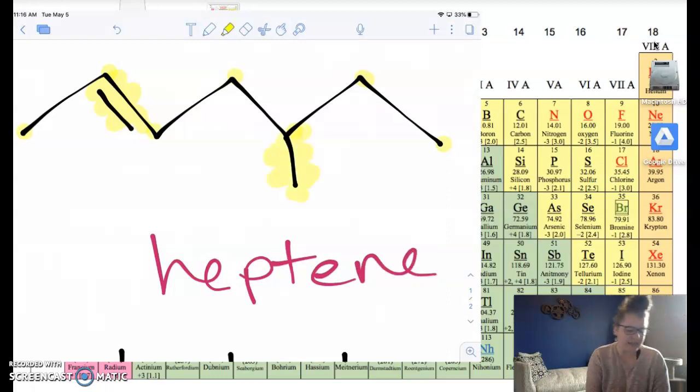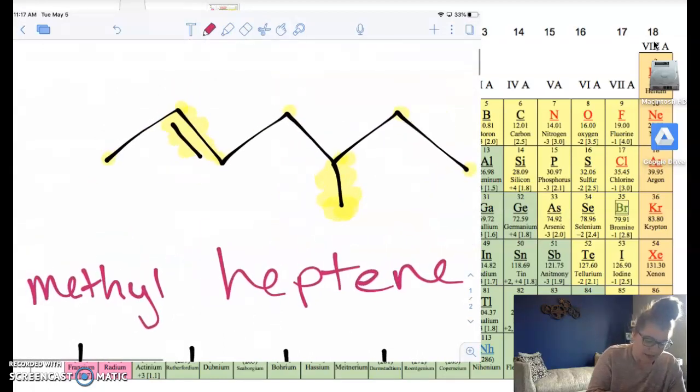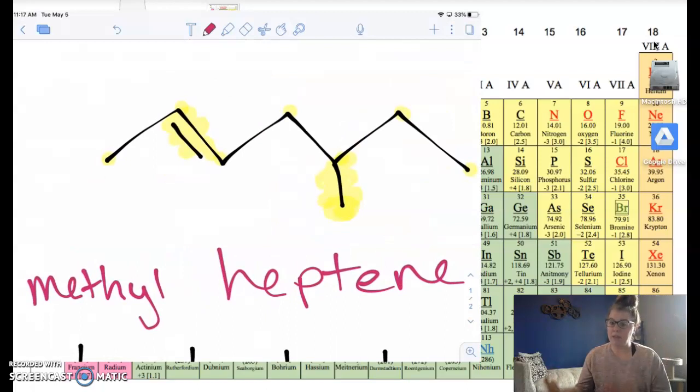The other thing that I'm seeing is this little branch sticking off of it. And this branch happens to just be 1 carbon long. So there's just like 1 ending on it. And with branches, they can be methyl, ethyl, or propyl. Methyl is the 1 carbon branch. So I'm going to write methyl in front of the name. So my beginning part of this structure is going to be methyl heptene. And like I've mentioned before, that's kind of most of the battle.